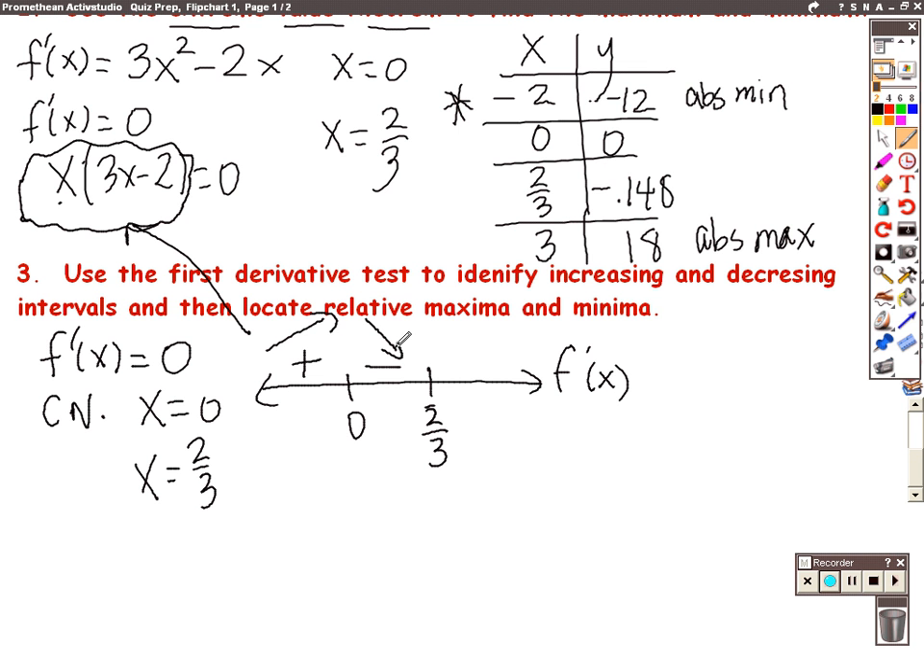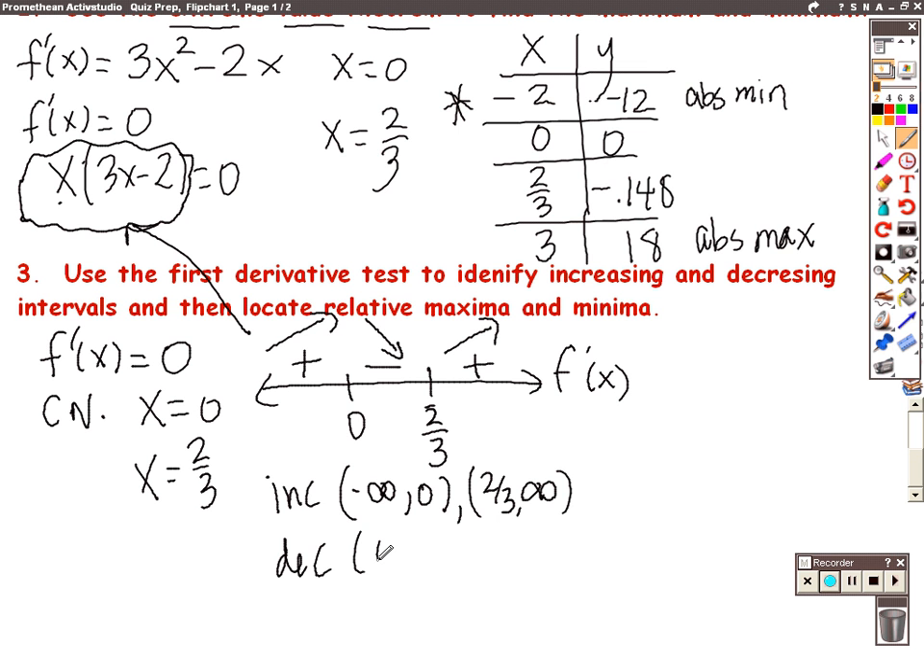When I choose a number greater than 2/3, like 1, 7, whatever, and substitute, the output will be positive and the function increases. So you can see that the function is increasing from negative infinity to 0, and then again from 2/3 to infinity. The function is decreasing from 0 to 2/3.